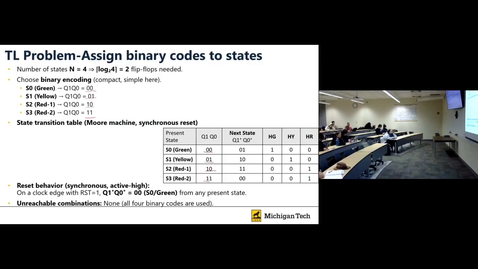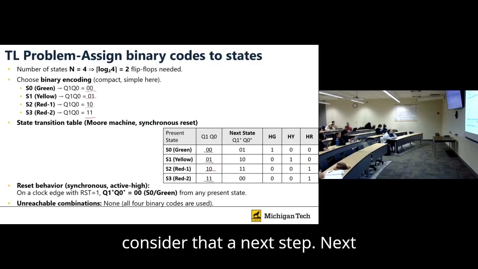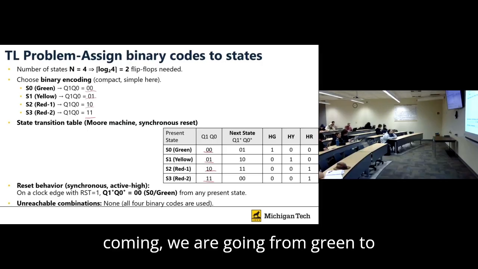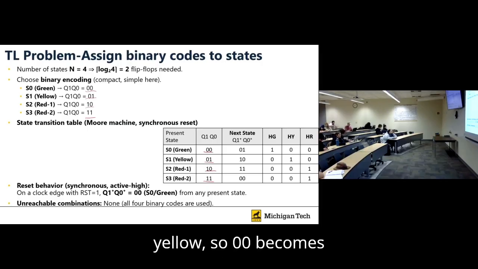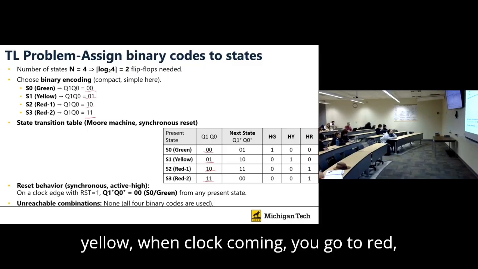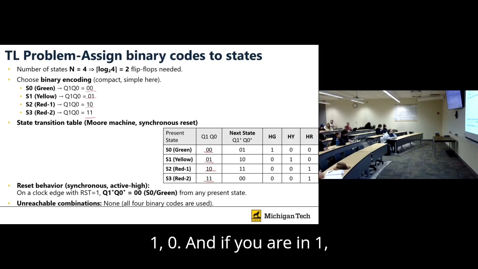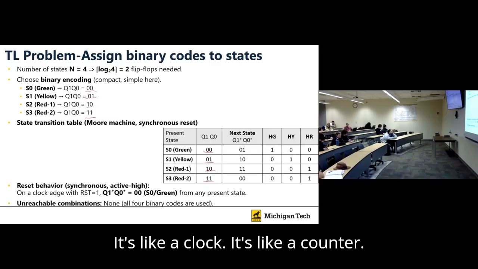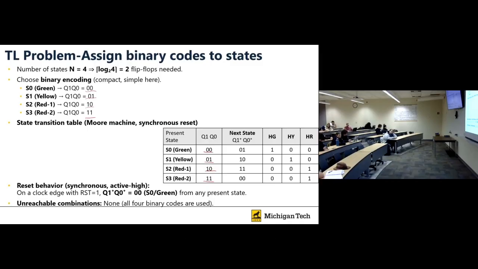All the possibilities that they can have, we consider as a next step. The next step is when the clock comes. When the clock comes, we go from green to yellow, so 00 becomes 01. From yellow, when the clock comes, you go to red, 10. And if you are in 10 and the clock comes, you go to red 2, 11. And from 11, if the clock comes, it goes to 00. It's like a clock, like a counter.